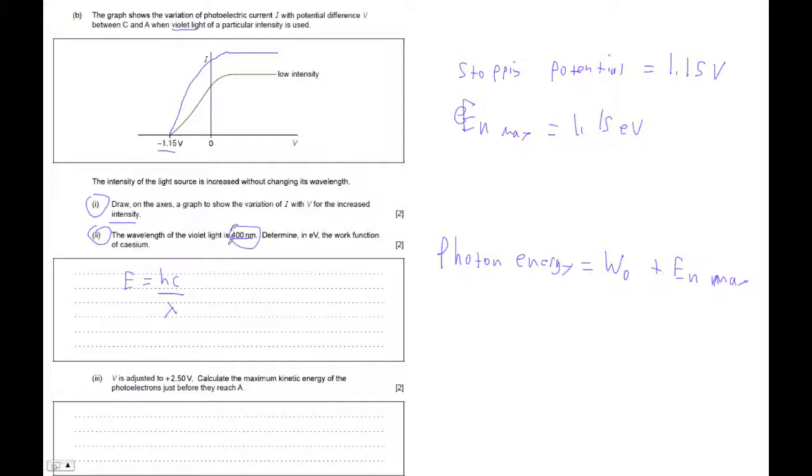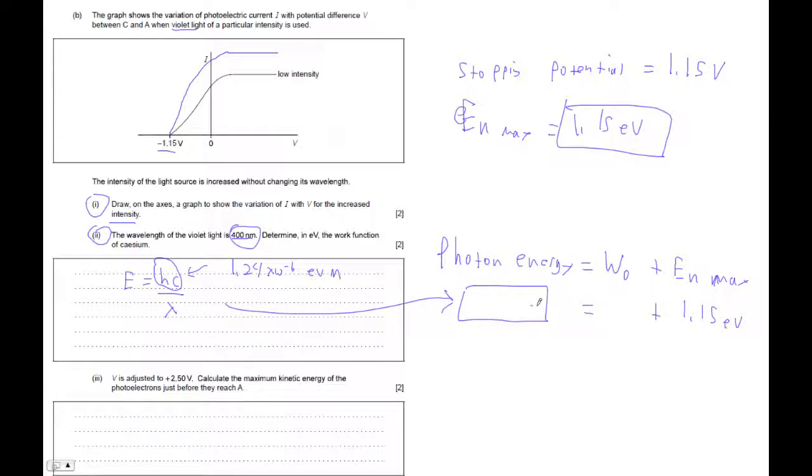There's your lambda. You can actually use the version of hc that is, they've got hc all wrapped up, so 1.24 times 10 to the minus 6 electron volt meters, right? And that'll give you the energy. Put that here, okay? Well, okay, that equals the work function plus, and then of course our max kinetic energy is that 1.15 volts.